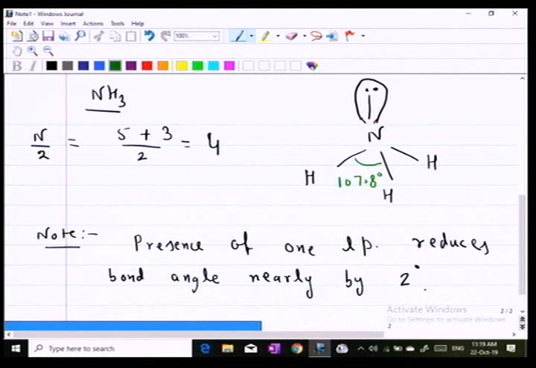If I subtract 2 from 109 degree 28 minutes, I'll get 107 degree 27 minutes. But that is not exact. So the exact bond angle is 107.8 degrees. Okay. Next.